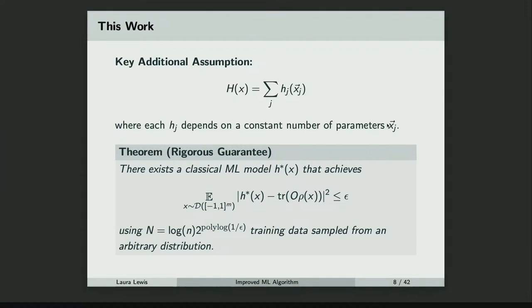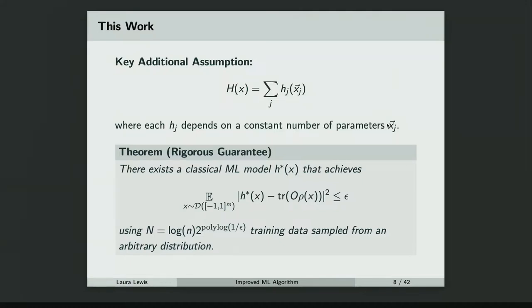And so in this work, we prove the following rigorous guarantee, which is that there exists a classical machine learning model, H star, that achieves this low average prediction error when the training data is sampled from any arbitrary distribution. So that's an improvement over the uniform case from before. And moreover, the training data scales as log n times 2 to the poly log 1 over epsilon. So when we consider, again, a fixed constant epsilon, then this scales as just logarithmically in n, whereas previously it was a very high degree polynomial. So this is an exponential improvement over the best known algorithm for doing this.